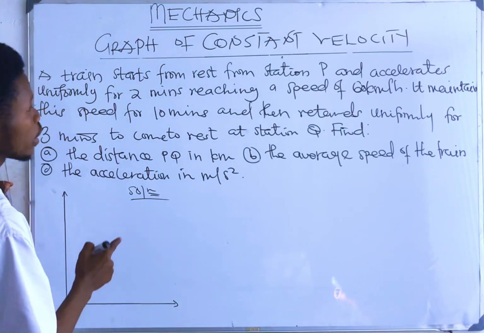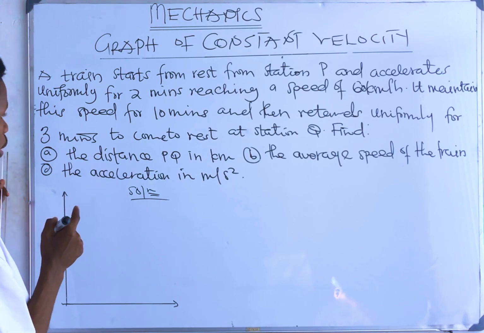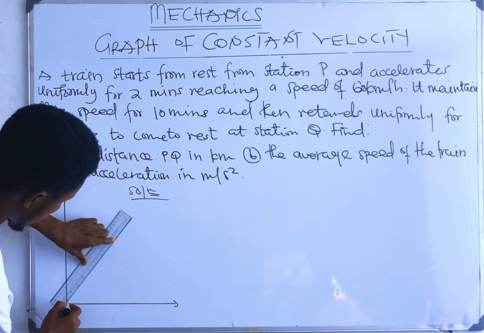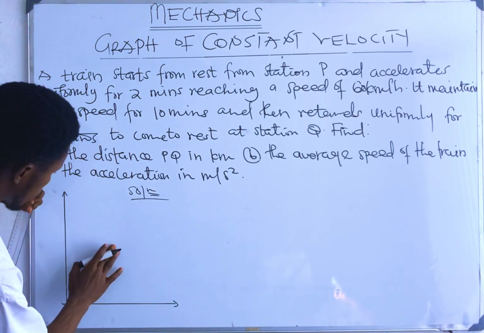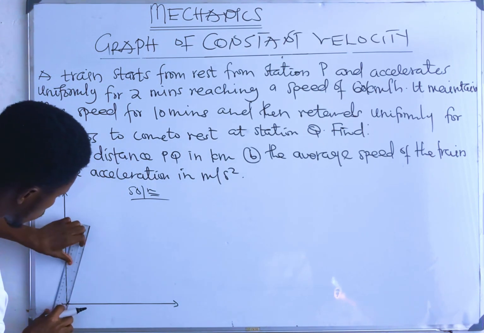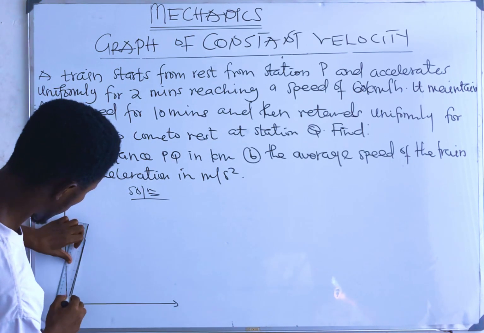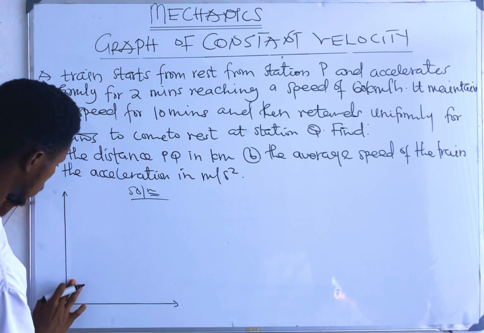So I said that the train starts from rest. From rest means you are going to start it from here. Is that okay? Due to space factor, let me do it this way. What is this?